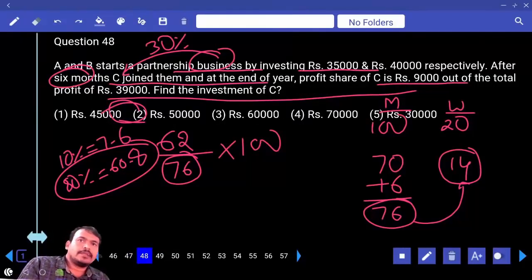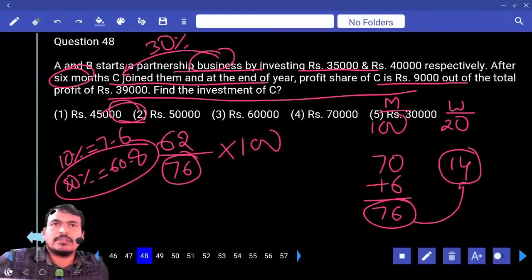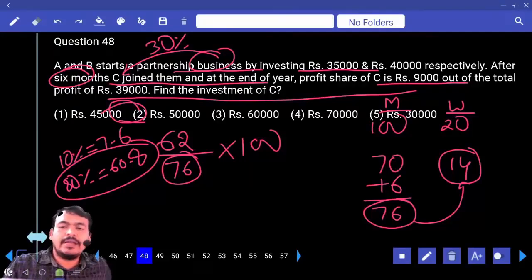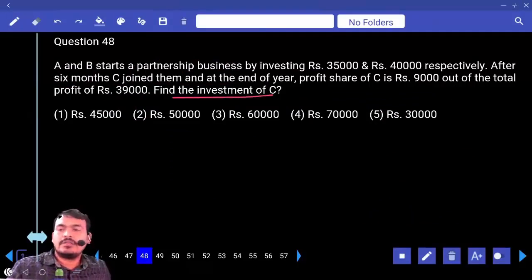Next, question 48. A and B started a partnership business by investing 35,000 and 40,000 respectively. After 6 months, C joined them, and at the end of the year, the profit share of C is 9,000 out of the total profit of 39,000. What is the question here? Find the investment of C.